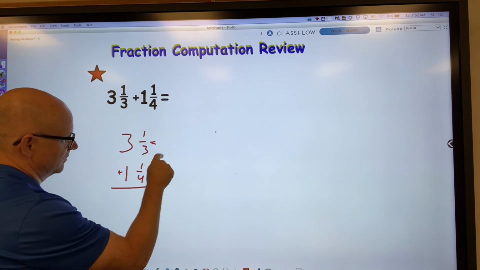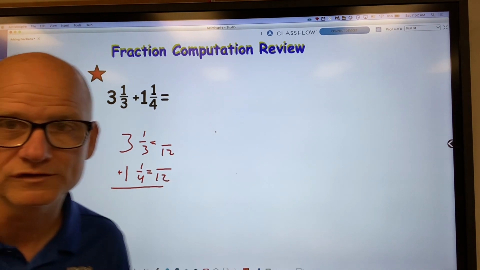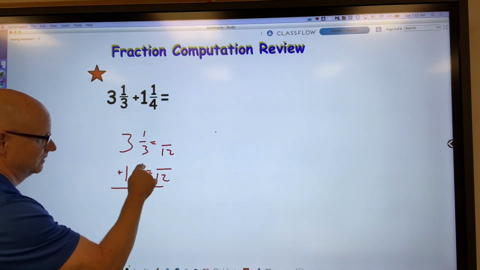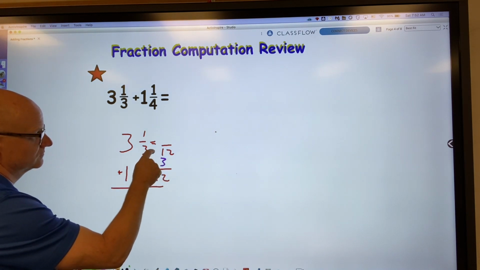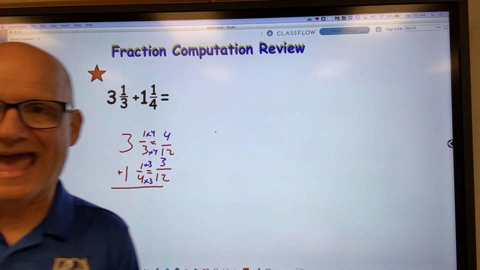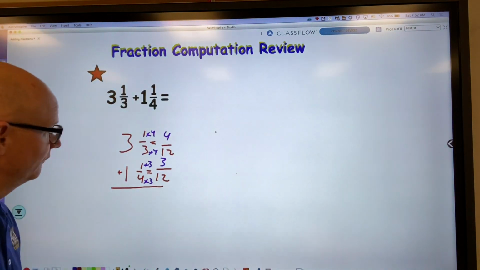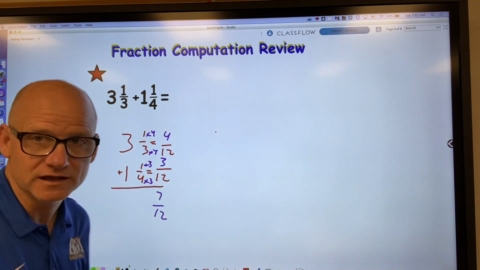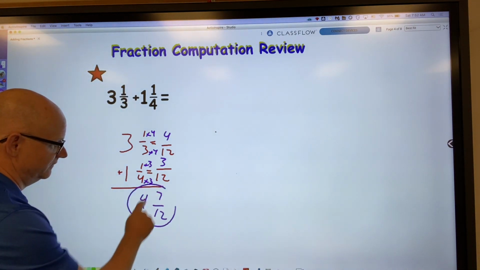So I change it to 12s. Now all I'm doing is finding equivalent fractions. How many fourths can go into 12s? 3. Multiply by 3. How many thirds can go into 12s? 4. Multiply by 4. Now we can add our numerators because we have a common denominator. 4/12 plus 3/12 gives you 7/12. 3 plus 1 gives you 4 wholes, and we are finished.